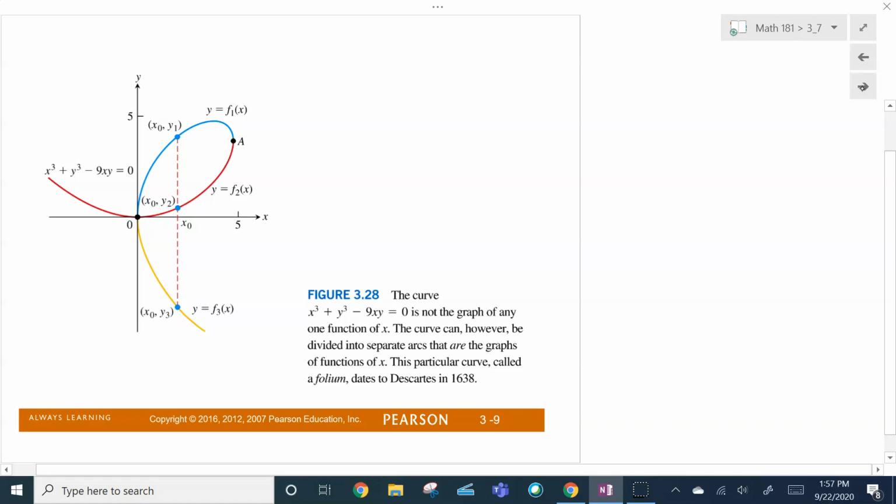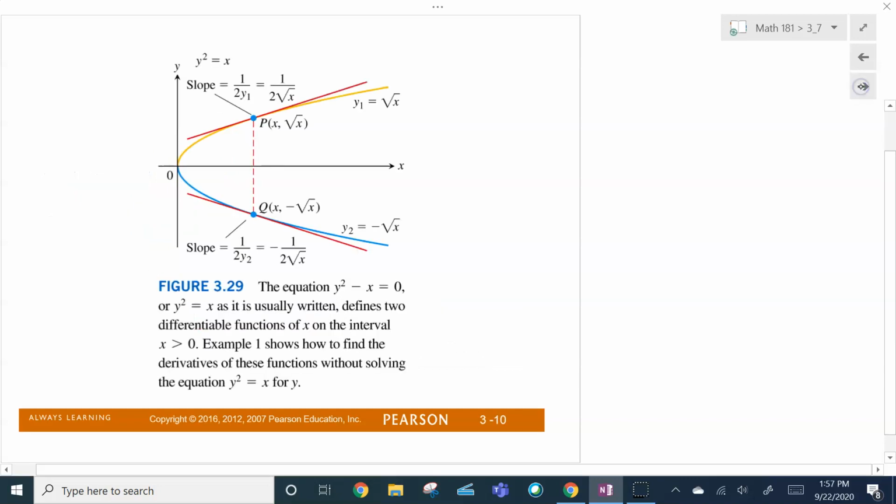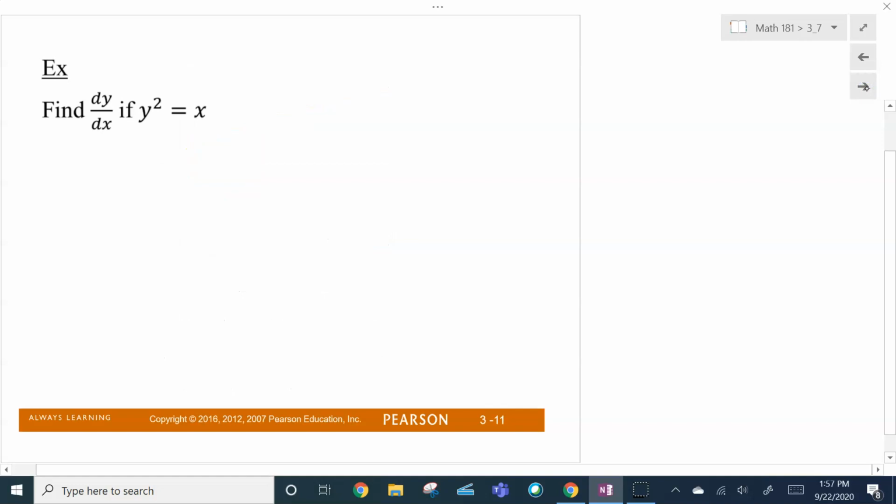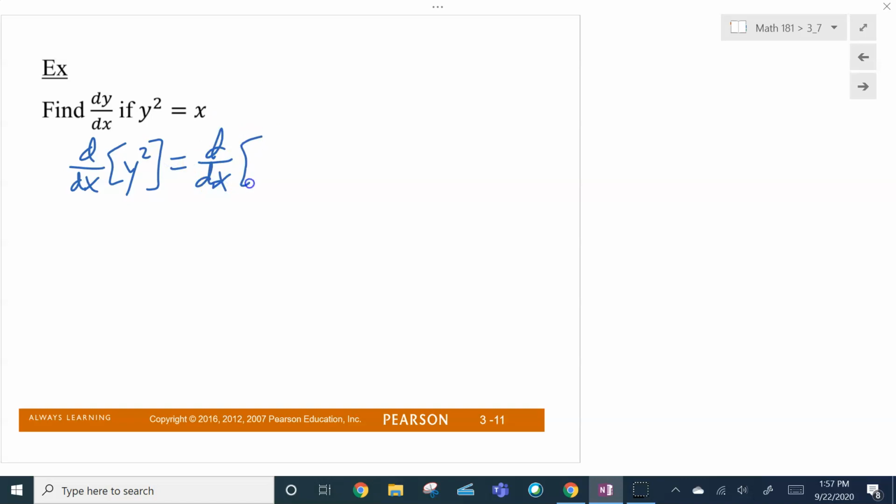Again, I'm going to come back to this. This is called the Folium curve by Descartes in the 17th century. I'll come back to that, and I'm going to come back to this as well. So number one. All right, let's see if we can find the derivative with respect to x, dy dx, of y squared equaling x. So we're going to run the derivative on both sides.